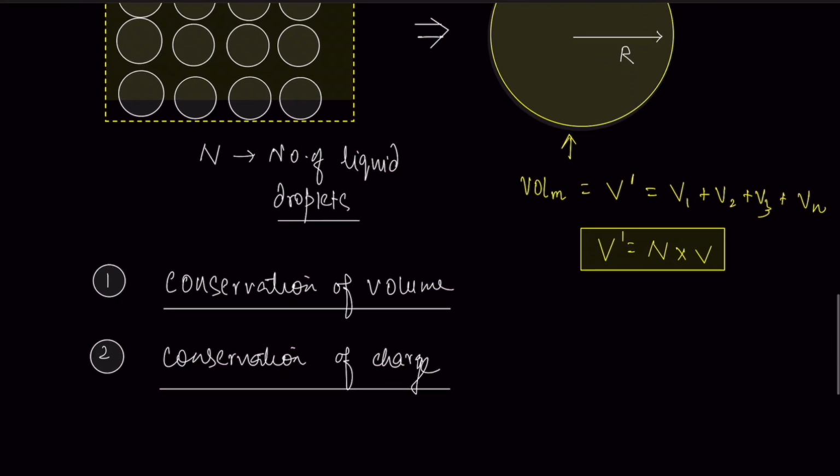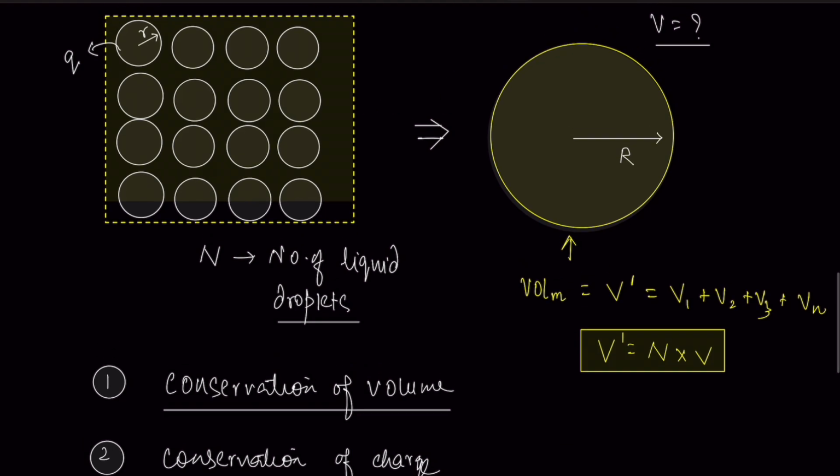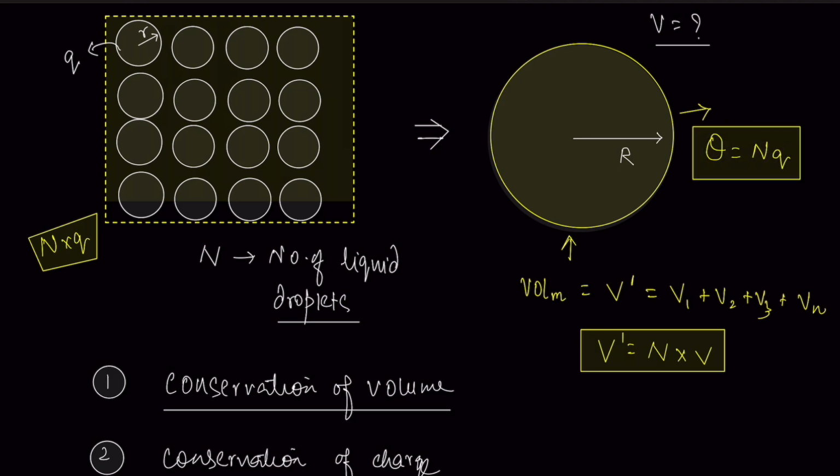Next is conservation of charge. The same logic is applied in the conservation of charge. If the charge of one small droplet is a small q, the total charge of this system will be n times small q. As these total charges are combined together and present on this large droplet, we can say that the total charge capital Q is equal to n times small q. So this is our conservation of charge. It is the same as the conservation of volume.